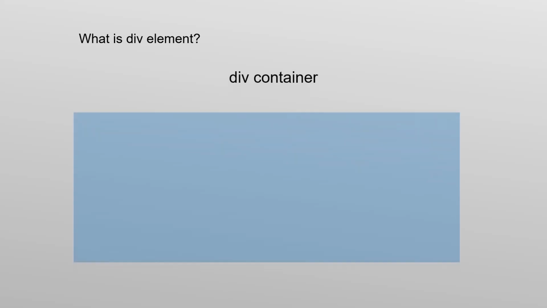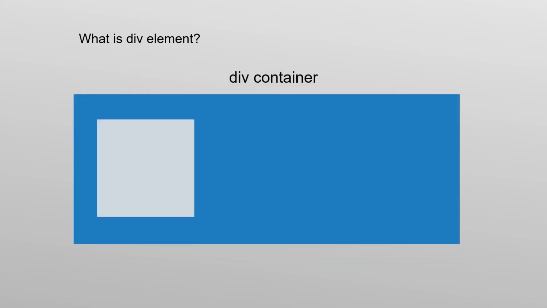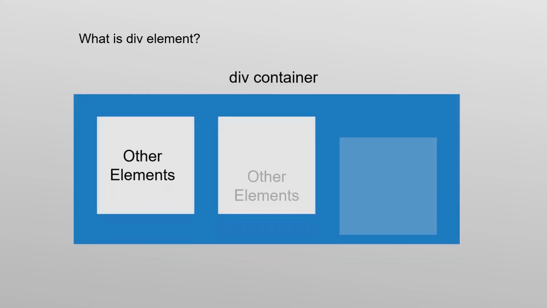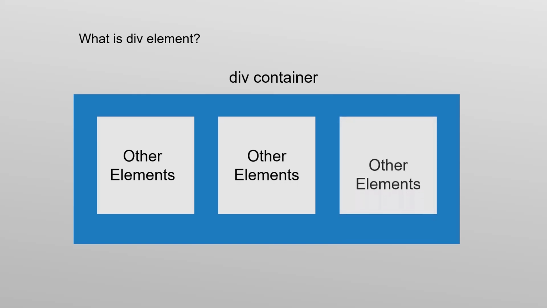What is a div element? A div element is a generic container used to group related content within an HTML document. It's like a box that holds other elements. A div element is commonly used to create sections, columns, and other layout structures. Its appearance and behavior are primarily controlled using CSS.